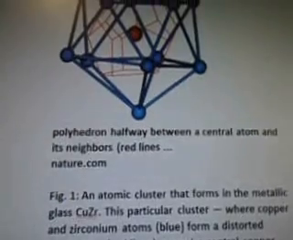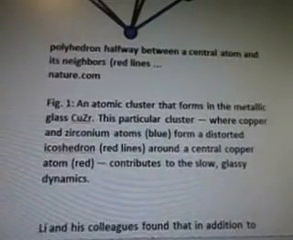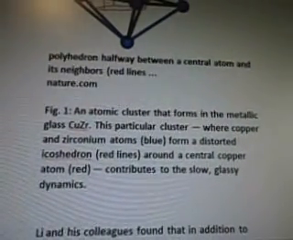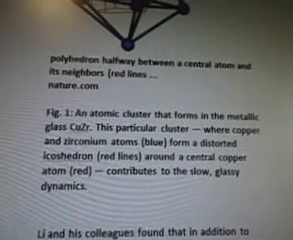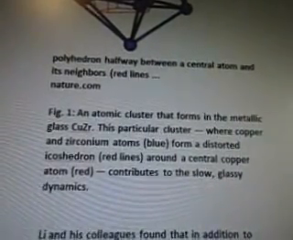So you can see this diagram here. It's a polyhedron halfway between a central atom and its neighbors, red lines, and it's from nature.com. So an atomic cluster that forms in the metallic glass CuZr. This particular cluster, where copper and zirconium atoms, blue, form a distorted icosahedron, red lines, around a central copper atom, red, contributes to the slow glassy dynamics.